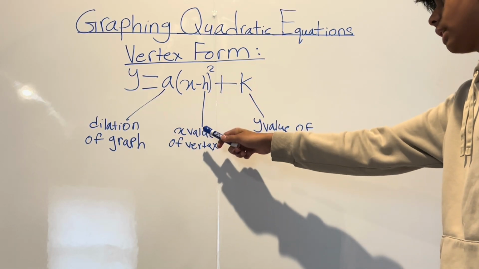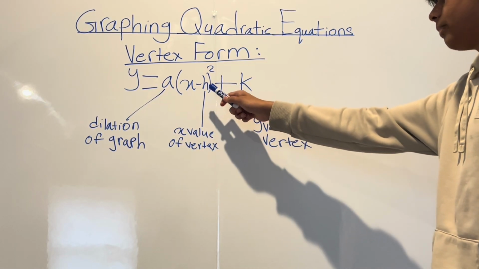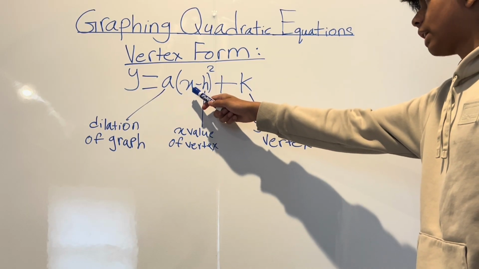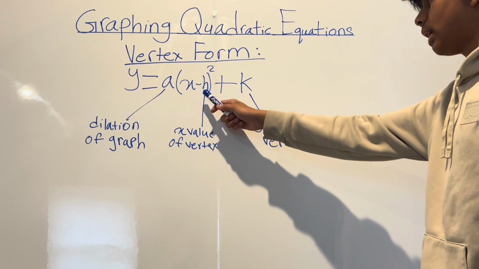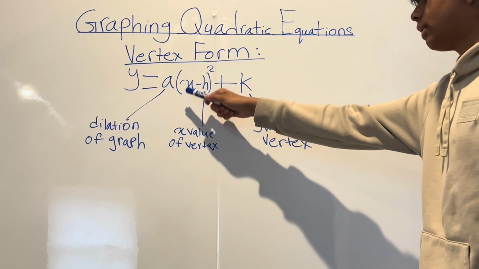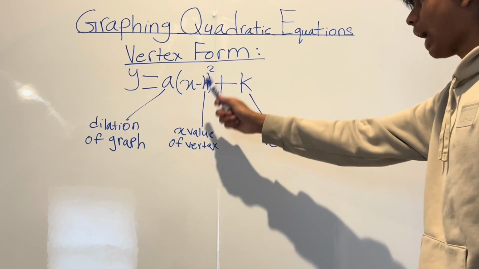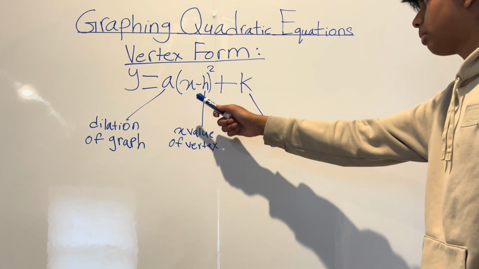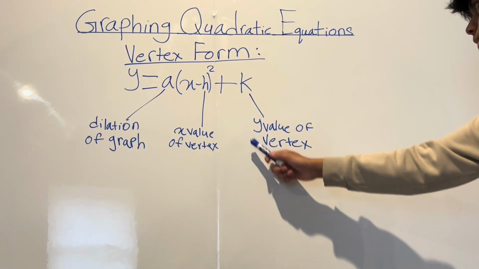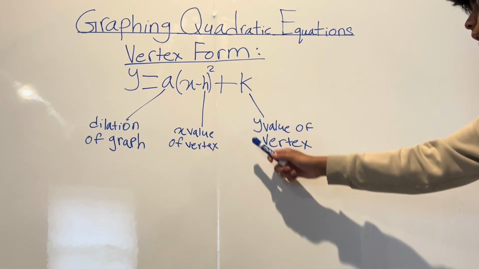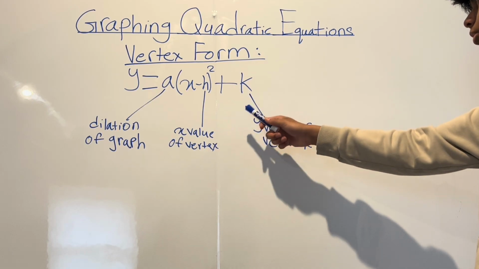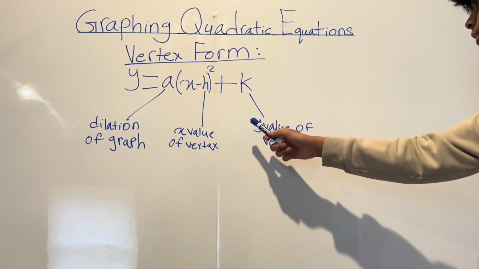h is the x value of the vertex, but it's actually x minus h equals 0. So if this would say x minus 2, then negative 2 is not the x value. It's actually 2. You have to set the inside equal to 0 to find the axis of symmetry, which is nothing but the x value of the vertex. And then k is just the straight up k value, which is the y value of the vertex. So if it said plus 3, then it's x comma 3, which is the y value of the vertex.